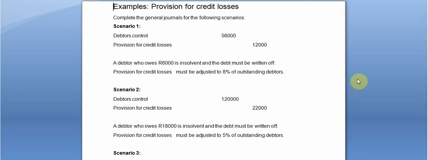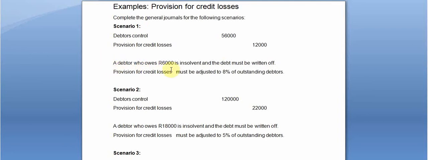So I'm now recording this to make sure that there are no misunderstandings, and I actually have 3 different scenarios here to show you what to do. They ask you here that you need to complete the general journals, and they give you scenarios. Scenario number 1 provides you with a debtors control value of 56,000 and then a provision for credit losses of 12,000. Again, a debtors control can also be called your accounts receivable.